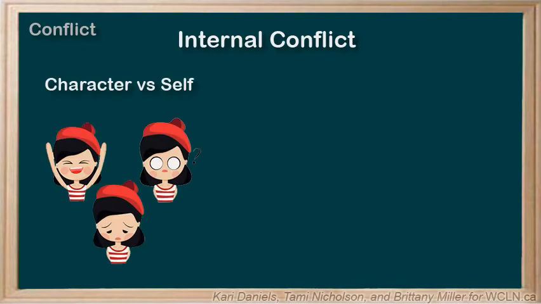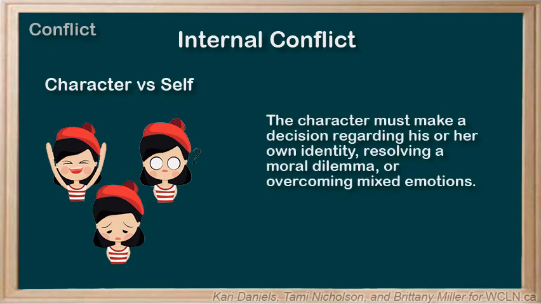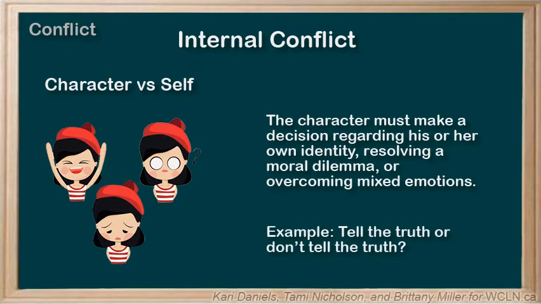Now that we've discussed the three types of external conflict, let's talk about the one type of internal conflict, character versus self. This struggle occurs within the character's mind. Usually, character versus self is where the character must make a decision regarding his or her own identity, or resolving a moral dilemma or overcoming mixed emotions. For example, to tell the truth or not to tell the truth.